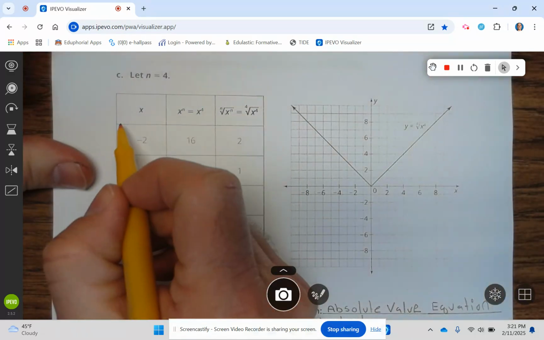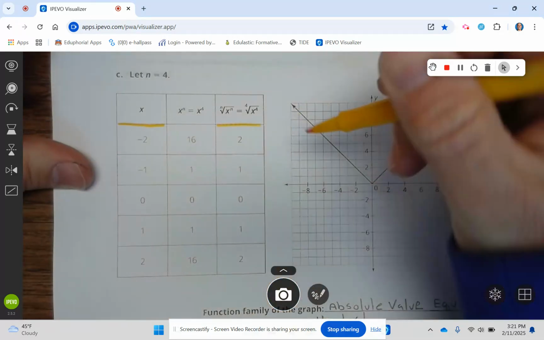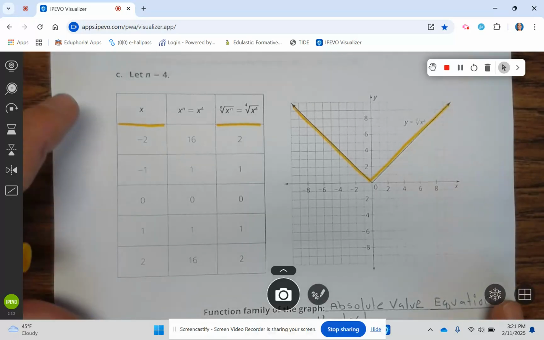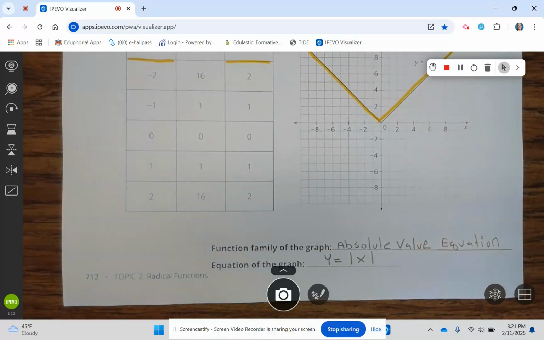Okay, this corresponds to this graph. And the function family of the graph is the absolute value equation. The equation of the graph is y equals absolute value of x.